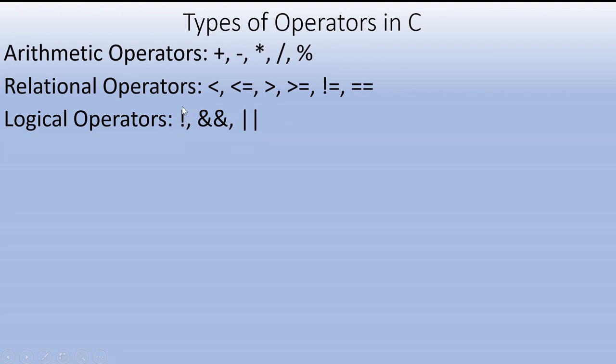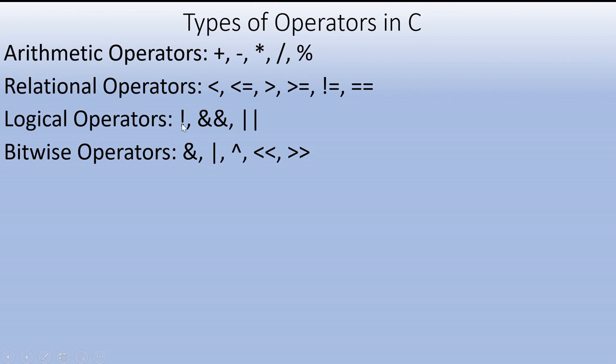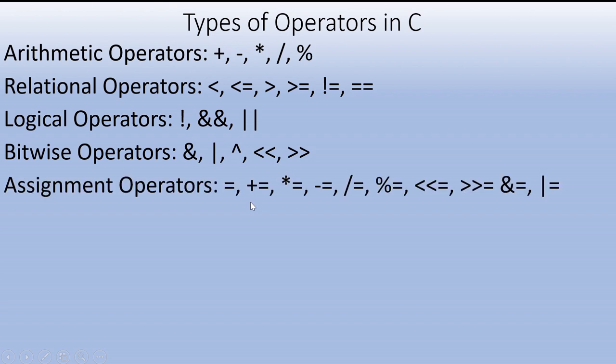The logical operators: the exclamation refers to the not, the two ampersands refer to the logical and, and the two pipe symbols refer to the logical or. And the order of operation of the logical operators is not, and, or. Bitwise operators: these bitwise operations happen on individual bits of a number. The bitwise and, bitwise or, the bitwise XOR, the left shift and the right shift.